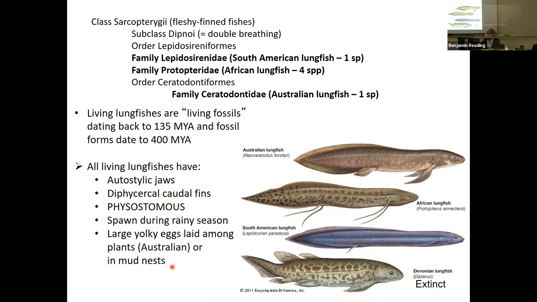In some cases, like the African lungfishes, they will build mud nests to lay their eggs in, and they typically spawn during the rainy season. So a lot of times these things are found in sub-Saharan Africa, for instance, in Australia, in Africa, and they'll estivate during the dry season, and then when it starts to rain again, they come out and execute their reproductive cycle. So these are the families here of the lungfishes.